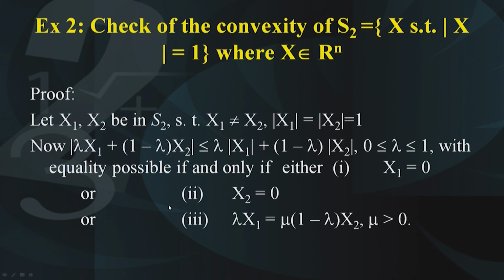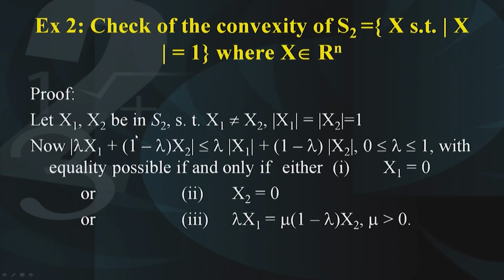Now, let us take another example. We want to check the convexity of this set S2, where S2 is given by x such that modulus of x is equal to 1. So, that is the circumference of the unit circle, where x belongs to Rn. Everybody can visualize that the circumference of this circle of unit radius is not a convex set. But how to prove it?